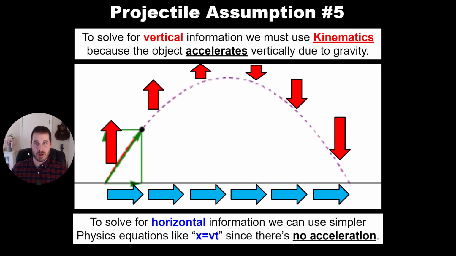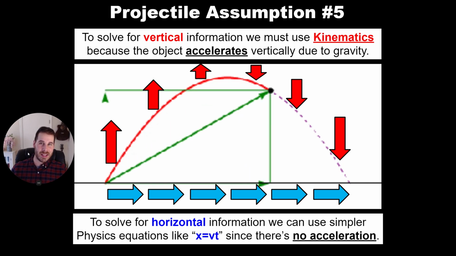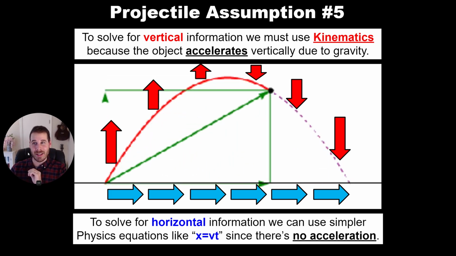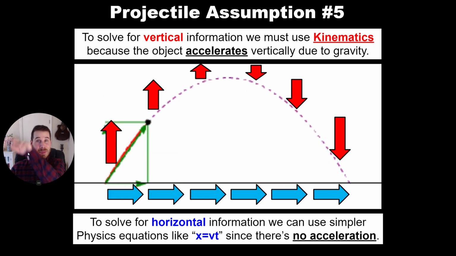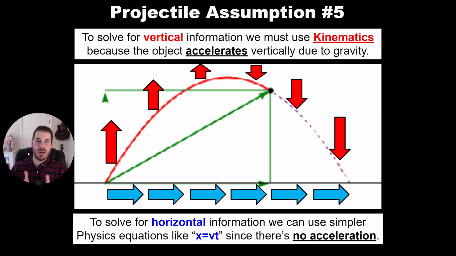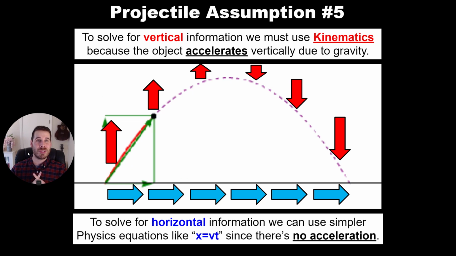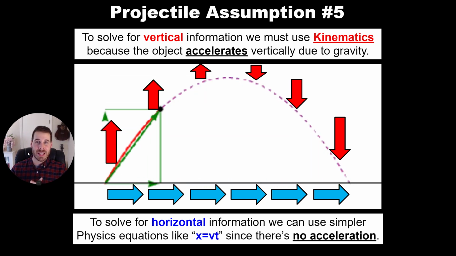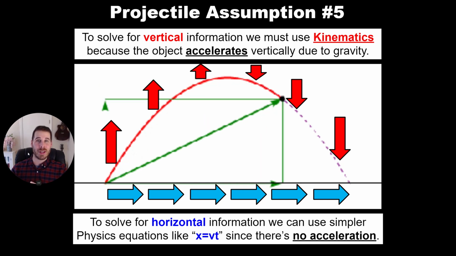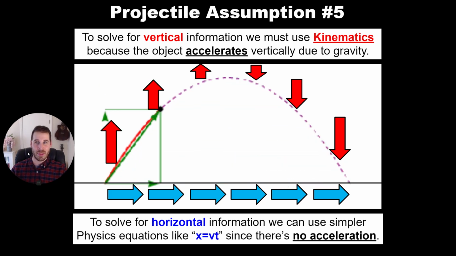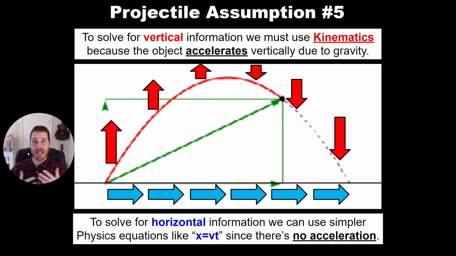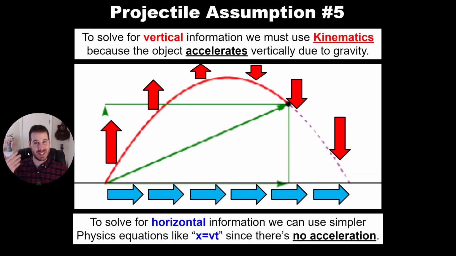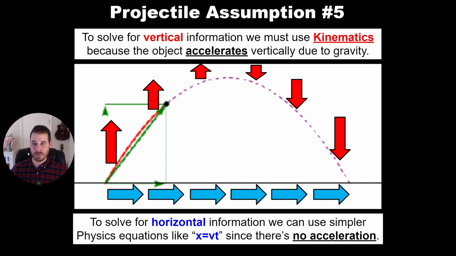To solve for vertical information, that is things like velocity in the y direction, acceleration in the y direction, and displacement in the y direction, we must use kinematics. That is, one of the 4 kinematic equations, because the object is accelerating vertically due to gravity. In other words, we need a complicated equation to solve for up and down stuff, because the speed is changing, so it's a complicated type of motion.